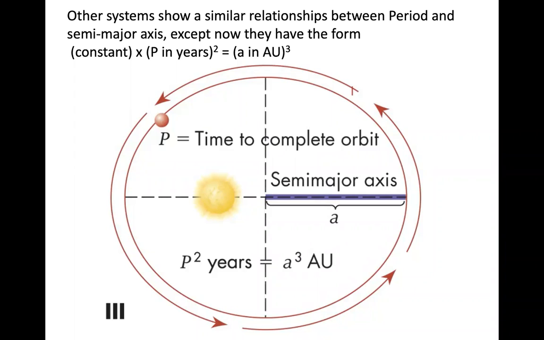Now, this rule, as I just stated it, was only for objects in orbit around the sun. But a similar rule applies for other objects. It is still true that the period in years squared is proportional to the semi-major axis in AU cubed, but there's a constant out in front of it. So it's still true that the period and the semi-major axis are related, but now it's not just going to be 1-to-1. There's going to be a number involved.